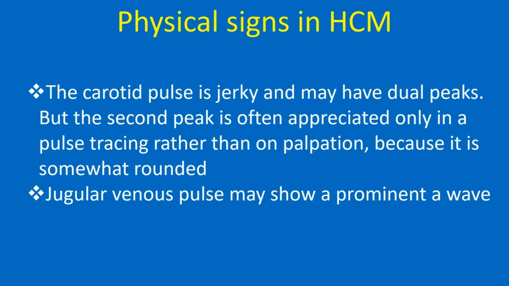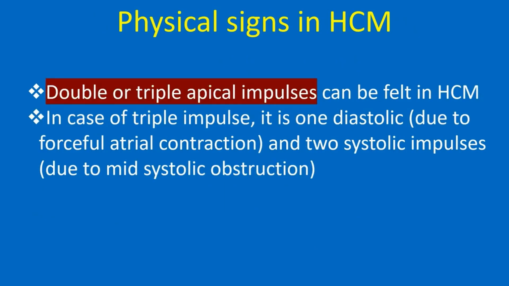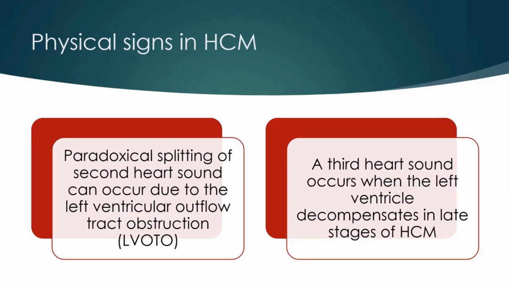The carotid pulse is jerky and may have dual peaks, but the second peak is often appreciated only in a pulse tracing rather than on palpation because it is somewhat rounded. Jugular venous pulse may show a prominent A wave. Double or triple apical impulses can be felt in HCM. In case of triple impulse, it is one diastolic due to forceful atrial contraction and two systolic impulses due to mid-systolic obstruction. Paradoxical splitting of the second heart sound can occur due to the left ventricular outflow tract obstruction.